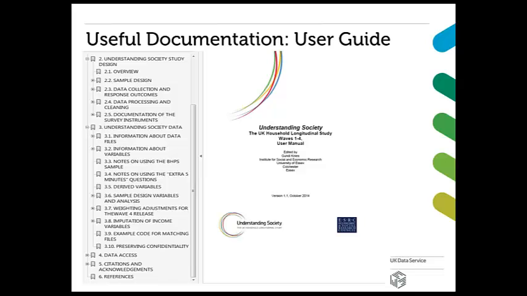So one of the most useful ones, this is one of the most important documents to read before you get started with any analysis, and this is the user guide. Now you can see I've included the content list on the left-hand side of your screen, so you can see the sort of things that are in the user guide. So there's details about the sample design, the different survey instruments, some of the information that Alita mentioned with the 5-minute extra questions, all sorts of derived variables, information about weighting. So it's really important just to have a good look through that before you get started.